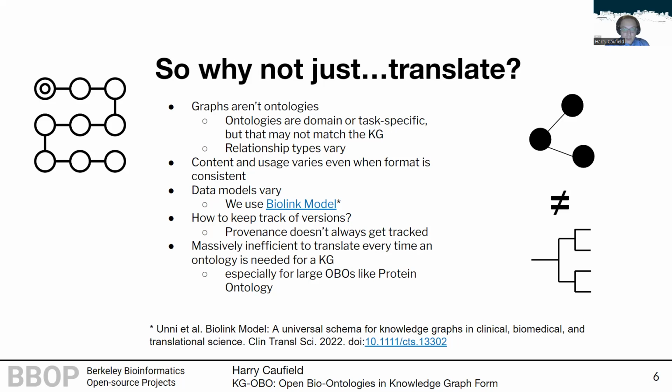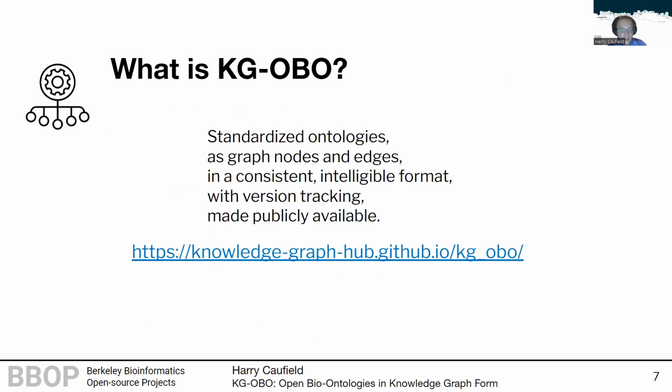Our group tends to use the BioLink model that we developed. We think that that's just kind of the right level of balance of defining detail in a knowledge graph, and even the kind of relationships that you see within ontologies as well. So that's our solution. But then we run into additional problems like, okay, how do we keep track of versions? We know that provenance doesn't always get tracked, and it's quite inefficient to translate every time an ontology is needed for a particular knowledge graph, especially when you're talking about very large ontologies.